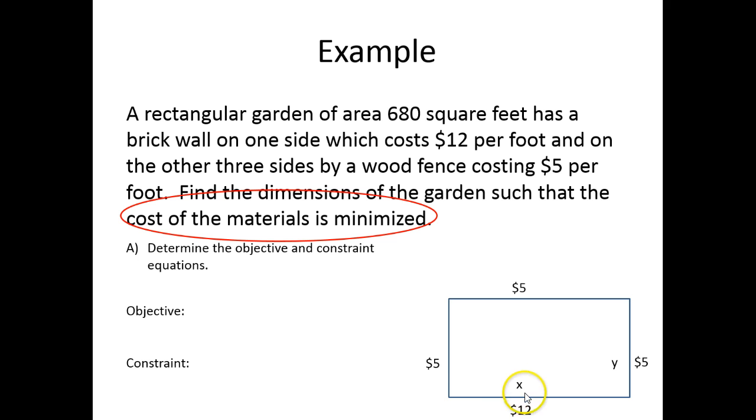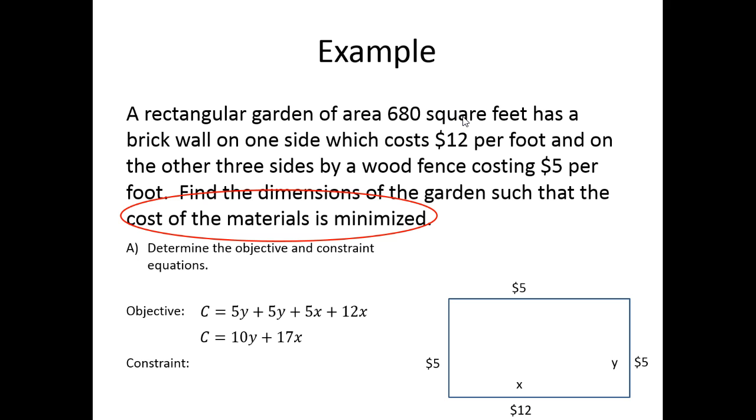Our cost function: we have 12 dollars per foot for x feet, $5 per foot for x feet, and two sides at $5 per foot for y feet. So our cost is 5y plus 5y plus 5x plus 12x, which reduces to the cost is 10y plus 17x. Now our constraint equation is we're told we want a rectangular garden of area 680 feet.